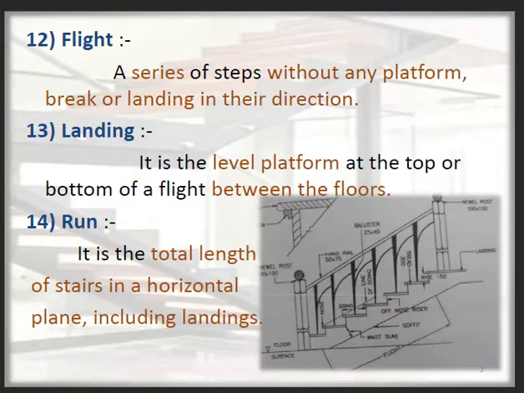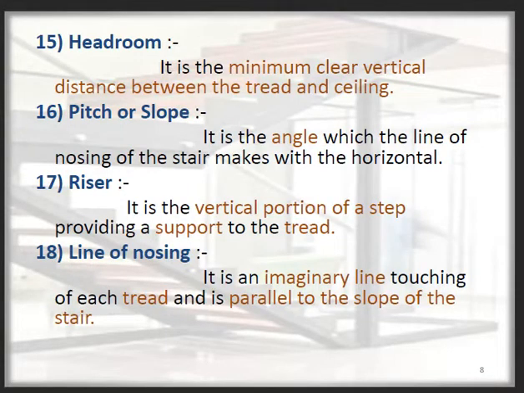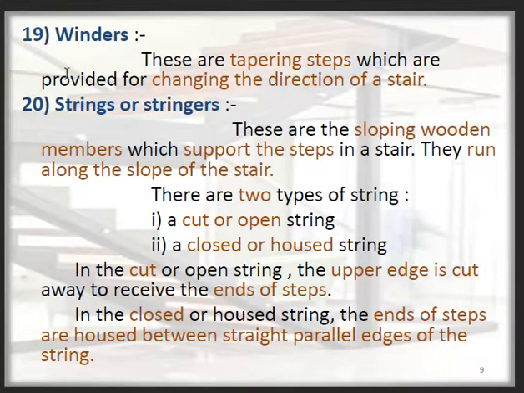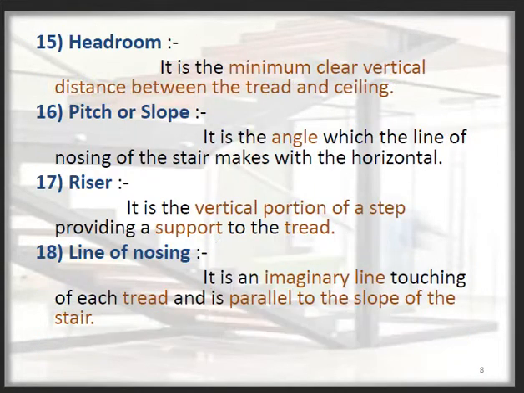Next we have the flight. This is flight 1, flight 2, flight 3, and we have the landing, the place where we basically land, which is an intermediate between the two flights. Next we have headroom, pitch, slope, riser, line of nosing, and winders, which are the tapering steps provided for changing the direction of a stair.